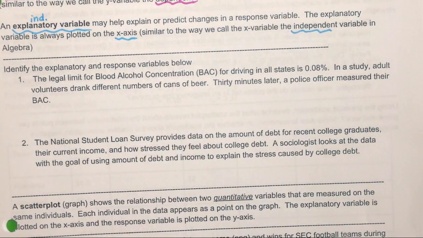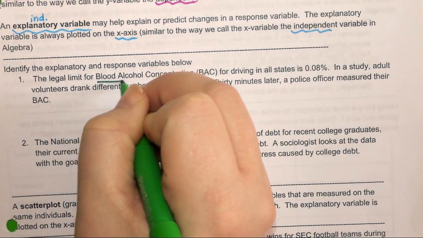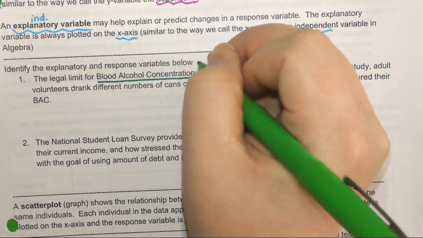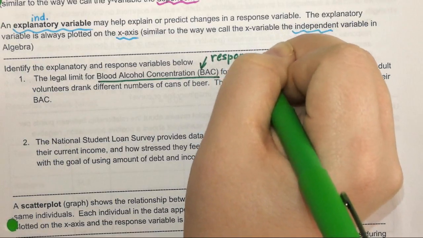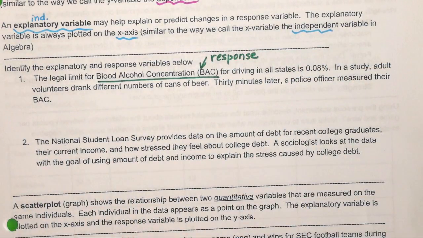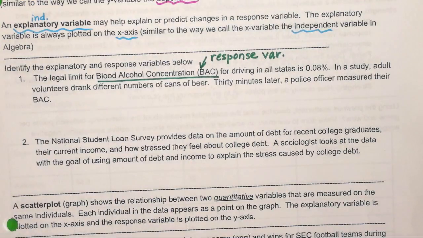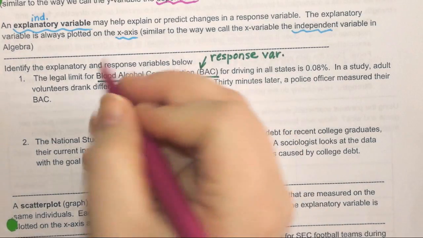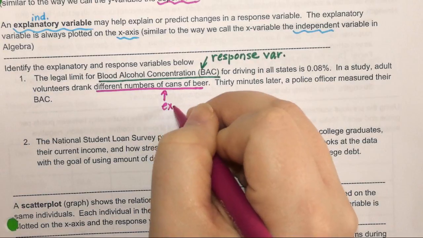Okay, so what is the explanatory variable? What is the response variable? The response is the blood alcohol content. So we're going to call that the response because obviously you drink a lot, and then however much of that is in your bloodstream is the response. Agreed. And then Sally thinks the different numbers of cans of beer is the explanatory variable, and that makes perfect sense.